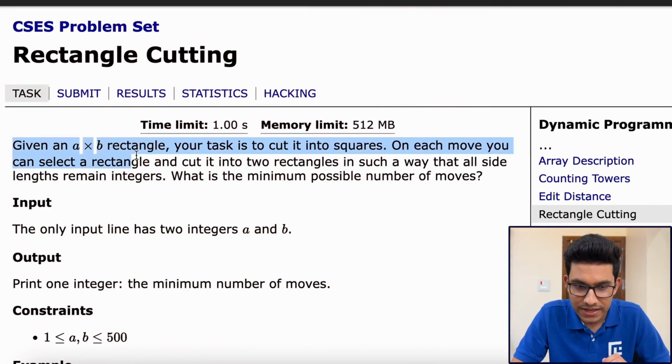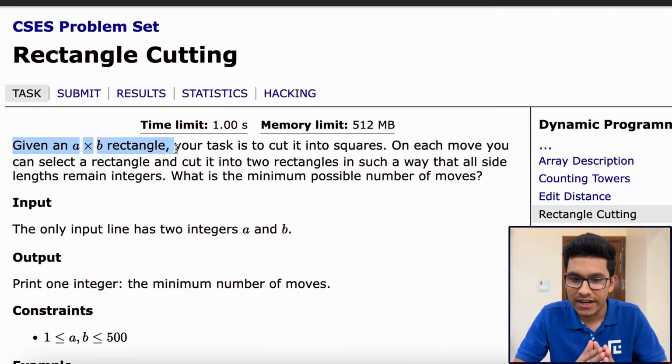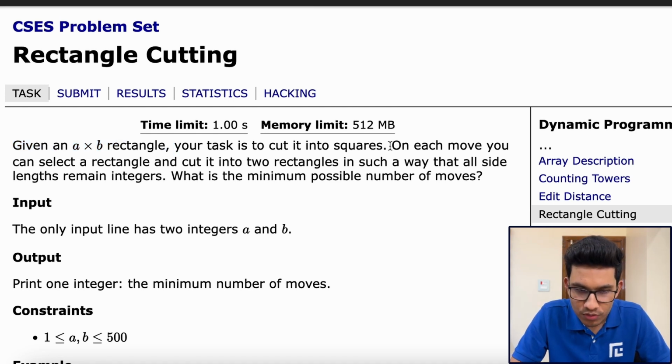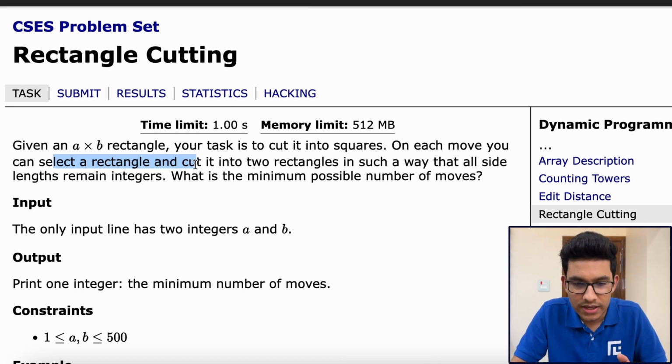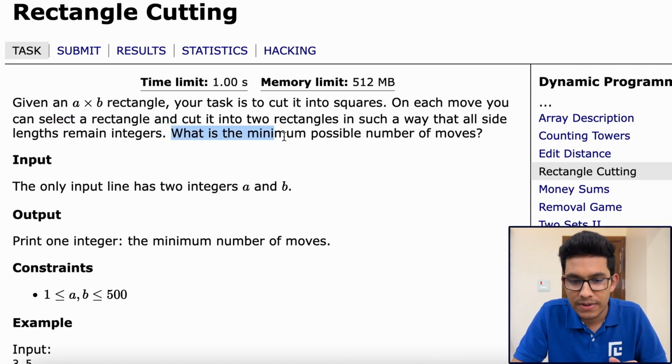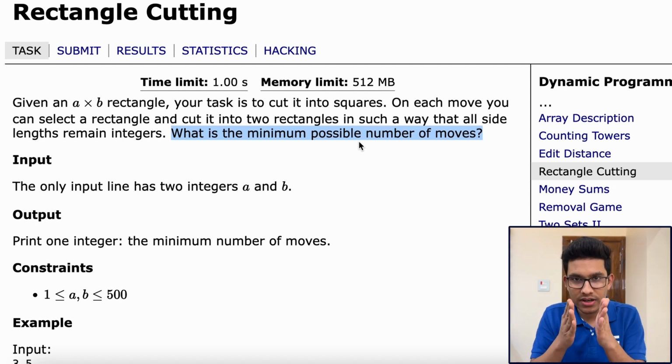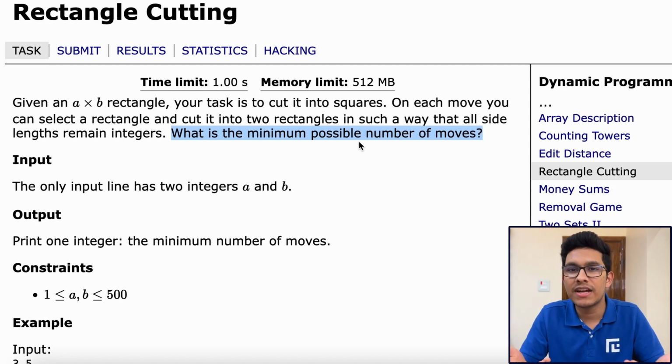Okay, so let's get started with this video and let's start by reading the problem statement. Given an A cross B rectangle, your task is to cut it into squares. On each move, you can select a rectangle and cut it into two rectangles in such a way that all the side lengths of the rectangles that you cut them into should be integers. We need to find the minimum number of possible moves such that all these rectangles end up becoming squares.